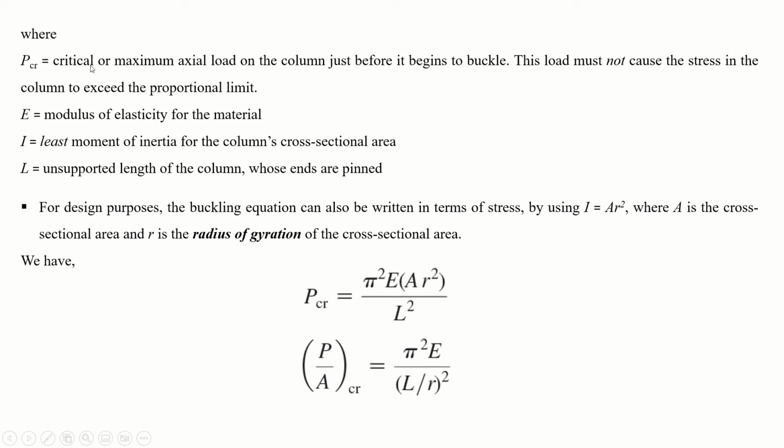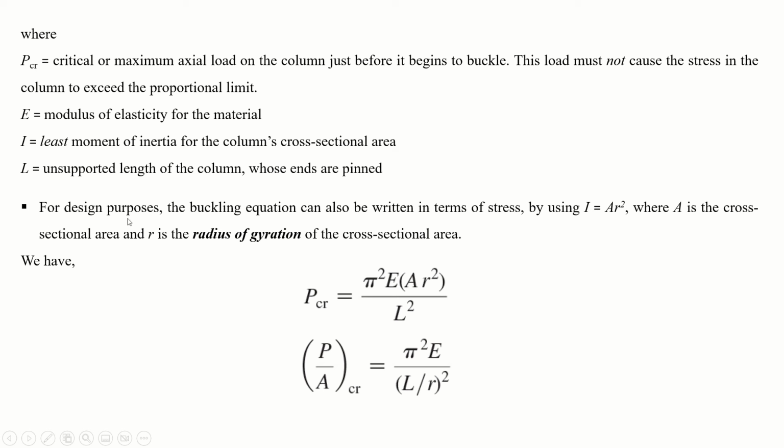P critical is the critical axial load at which the column begins to buckle. This load must not cause the stress in the column to exceed the proportional limit. E is the elastic modulus, I is the moment of inertia, and L is the unsupported length. Now, what is this unsupported length? It is also going to be in the next section of this topic.